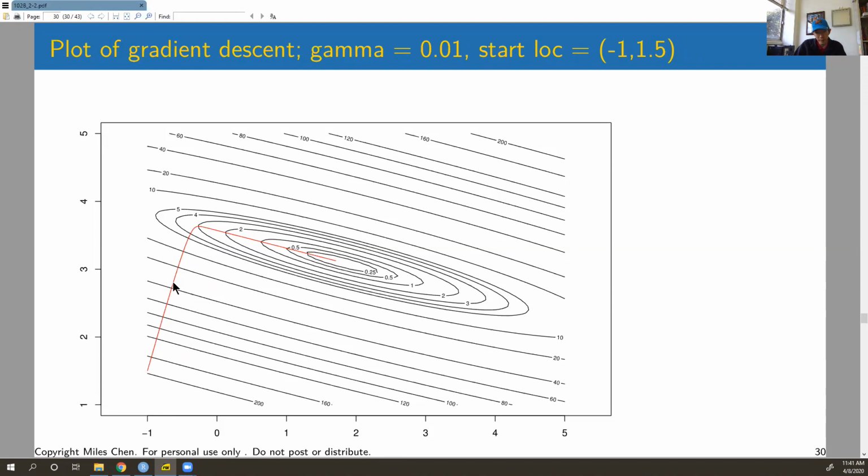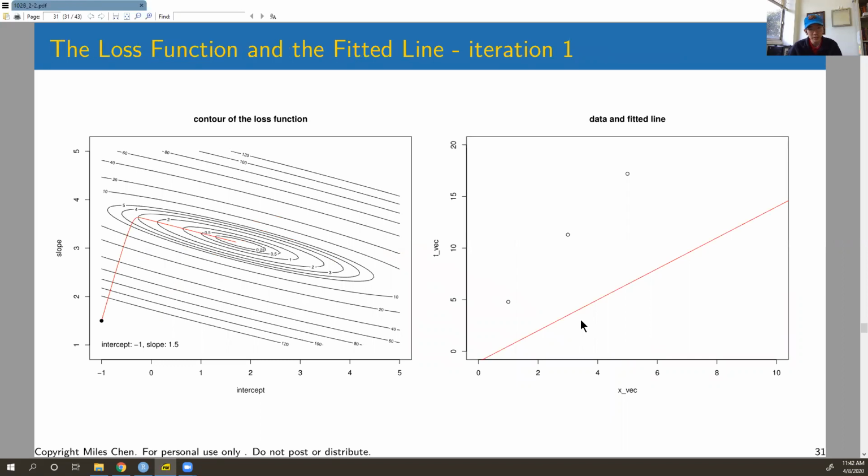And this red path shows the path that gradient descent took. I started off with an intercept of -1 and a slope of 1.5, which is very different from the optimal values. This is the path it took. It went up this way, and then it came over here and rolled down this way. Let me show you what this looks like. My starting location had an intercept of -1 and a slope of 1.5.